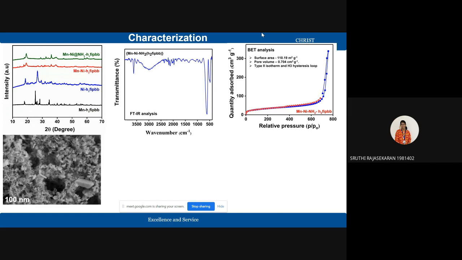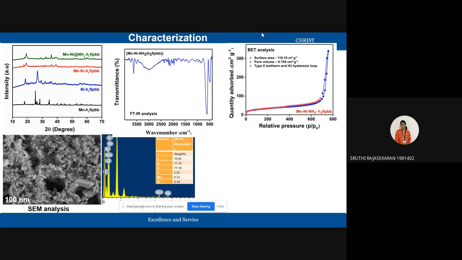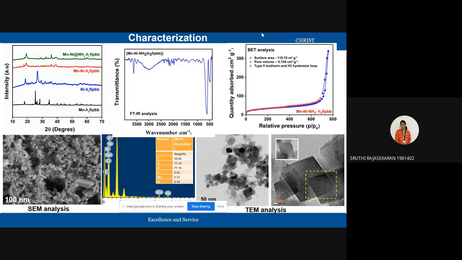From the SEM, we could see that our material is highly porous and crystalline in nature. From the EDS analysis, we could interpret that the elements we expected have been incorporated into our material. Later, with the TEM, we could see the crystalline nature of our material.